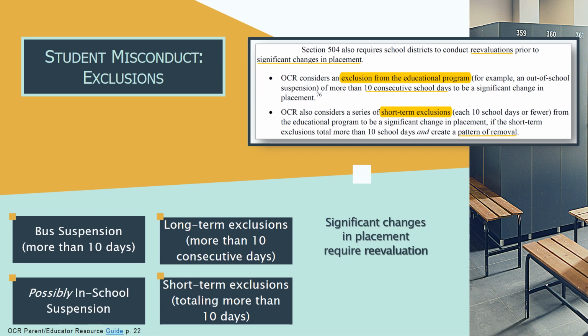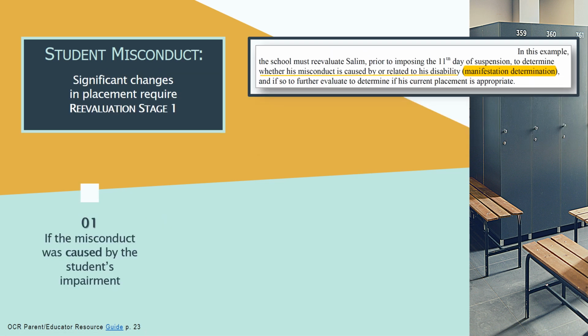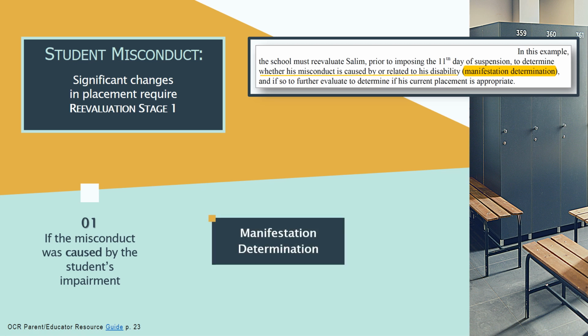The first step in this reevaluation must include the Section 504 team's review and consideration of the relationship between the student's disability and the misconduct. Section 504 regulations do not specifically state the phrase manifestation determination, but the Office for Civil Rights has described the need for this consideration in their letters of findings to school systems.